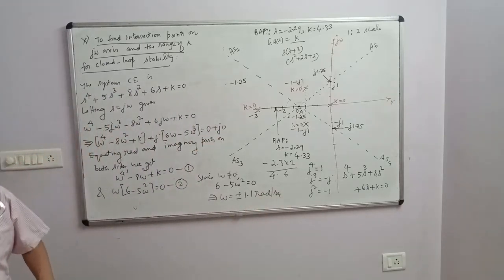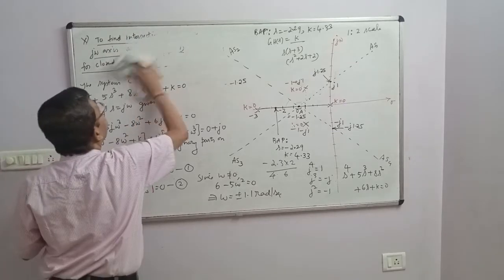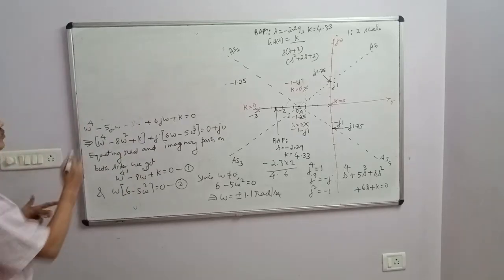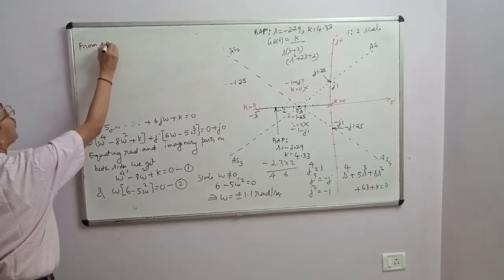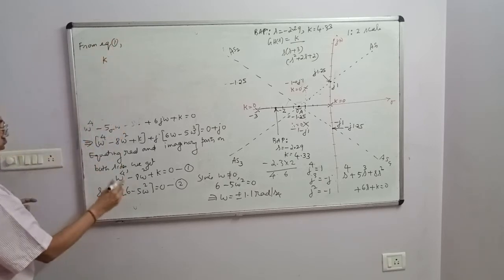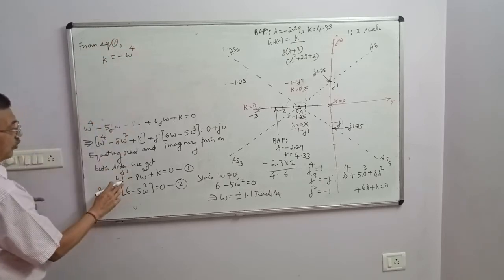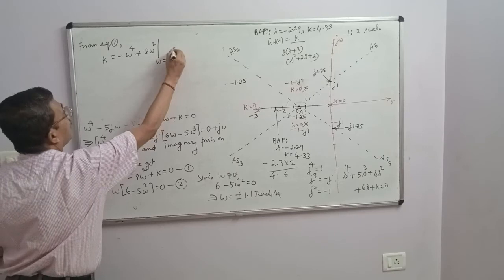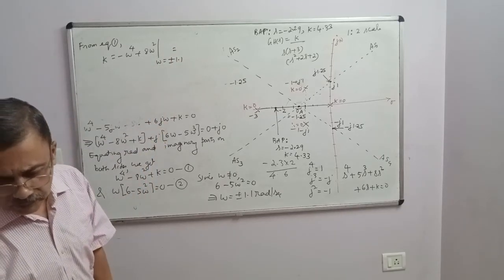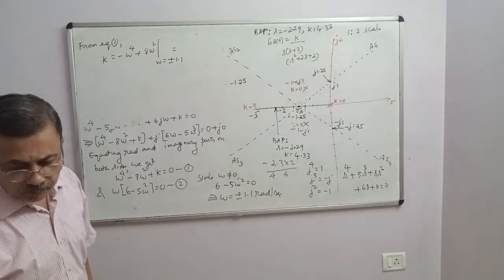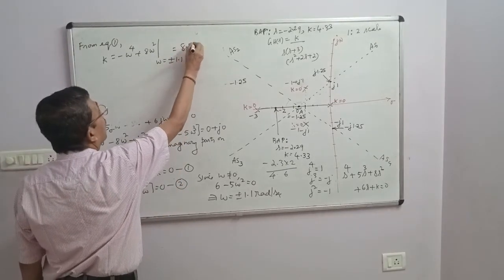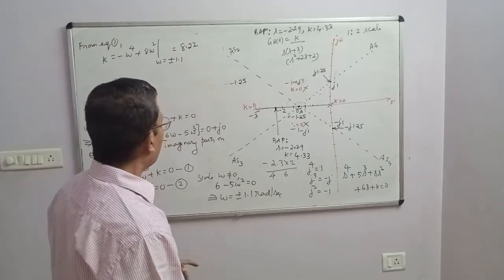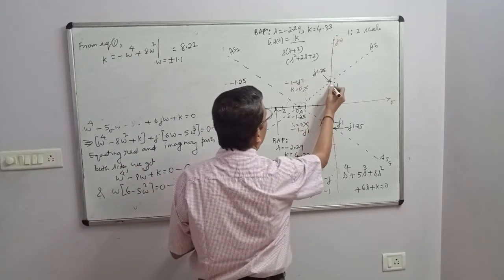Next, from equation 1, k is equal to minus omega to the power 4 plus 8 omega square, evaluated at omega equal to plus minus 1.1. That gives you the value 8.22. Now we can draw the root locus. The intersection point on the j omega axis is 1.1. This is the intersection point.